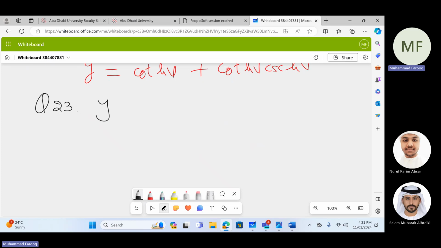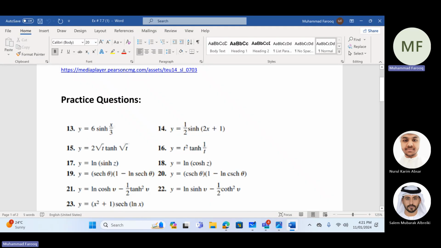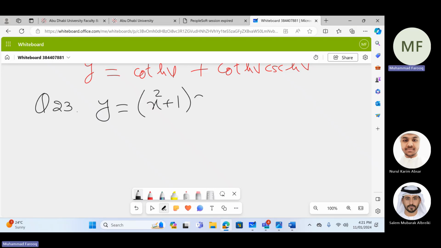Question 23: y is equal to x squared plus 1, times sech, plus 1. Secant hyperbolic with the value ln x, right? Yeah. We need y prime.